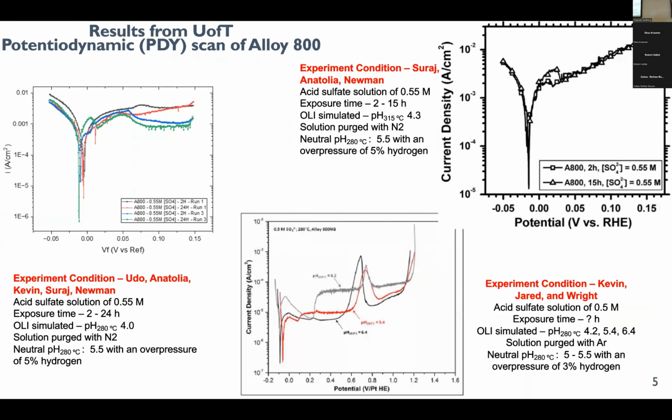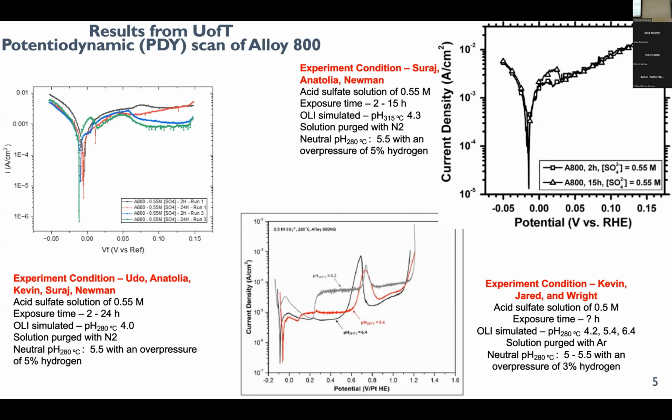Here are some of the results obtained, trying to compare with what is currently in the literature. This is my current result. You're looking at about 800 at 0.55 sulfate, looking at different runs, 2 hours and 24 hours. I'm trying to compare with Suraj's work. This was Suraj's PhD thesis, looking at about 800 in similar conditions as well.